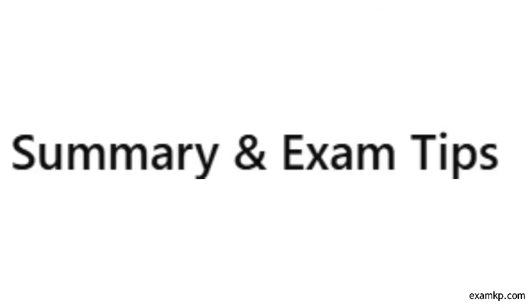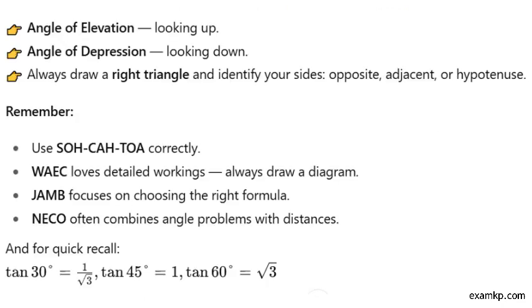Let's wrap up. Angle of elevation means looking up. Angle of depression means looking down. Always draw a right triangle and identify your sides: opposite, adjacent, or hypotenuse. Remember to use SOHCAHTOA correctly. WAEC loves detailed workings, so always draw a diagram. JAMB focuses on choosing the right formula. NECO often combines angle problems with distances.